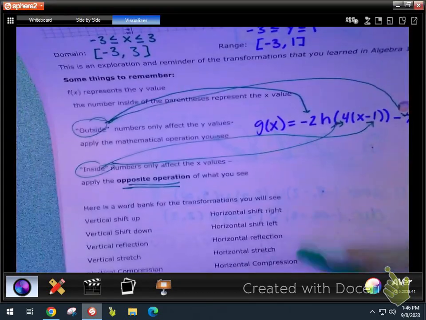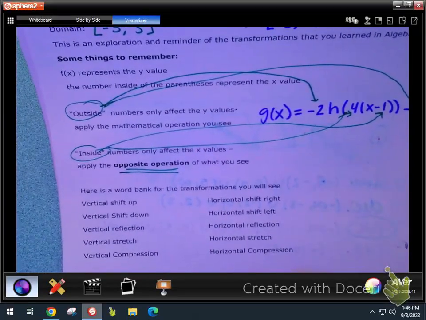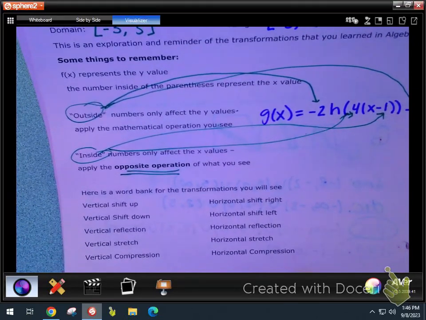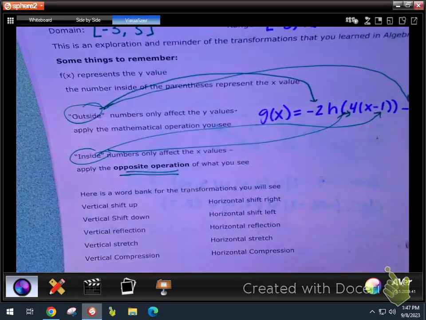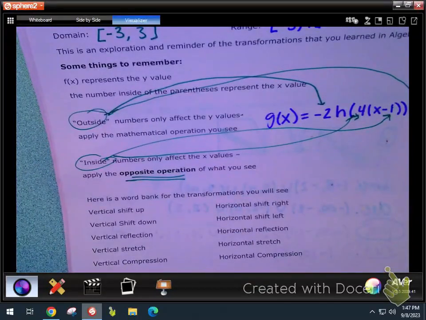Here are word banks for things that you're going to be looking at. Vertical shift up, vertical shift down. Those are translations, okay? And vertical is up and down. You can shift horizontally, left and right. That's changing your x values. Vertical reflection and horizontal reflection. Vertical reflection means you're flipping your graph this way, okay?